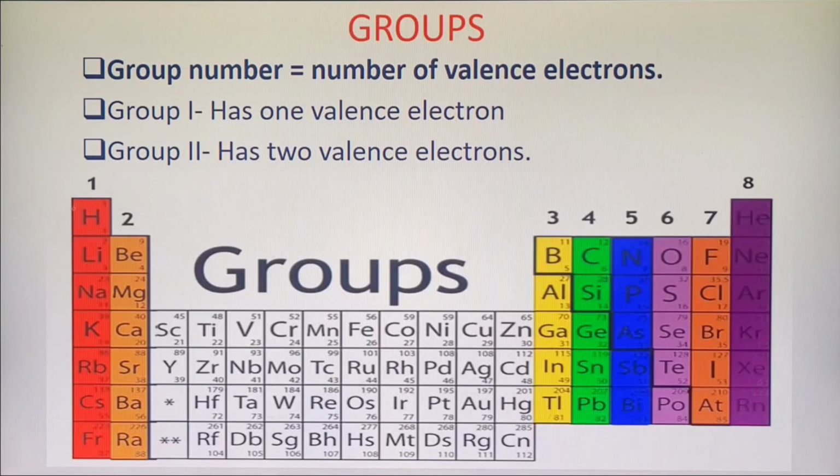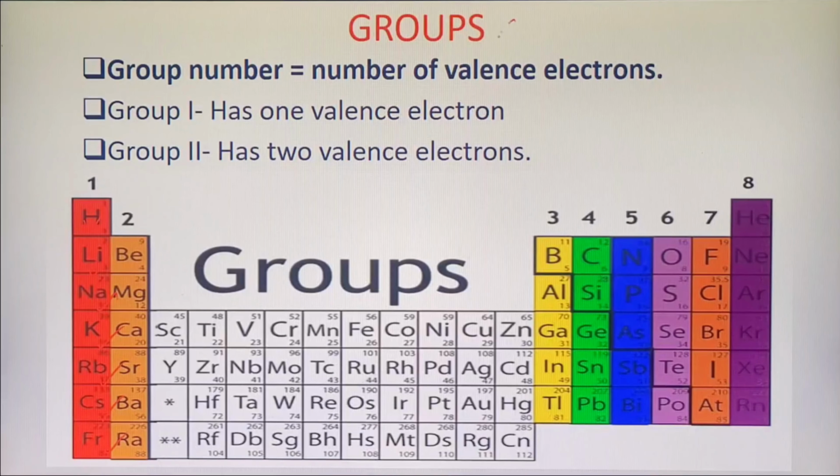What are groups, children? The vertical lines in the periodic table. Can you see the vertical lines here, children? The vertical lines are called groups. Clear? Now again, you can see here how many groups are there. This is hydrogen, lithium, sodium, potassium, rubidium, cesium, francium. Okay? So these vertical lines are called groups.